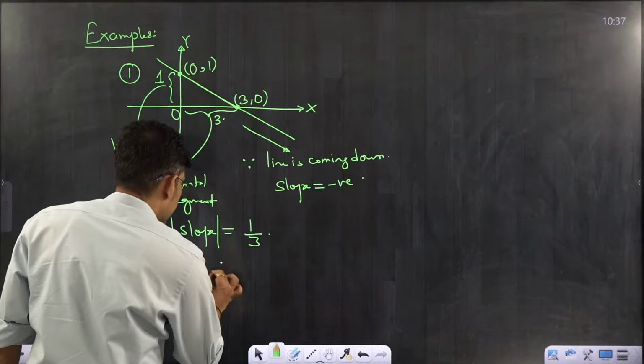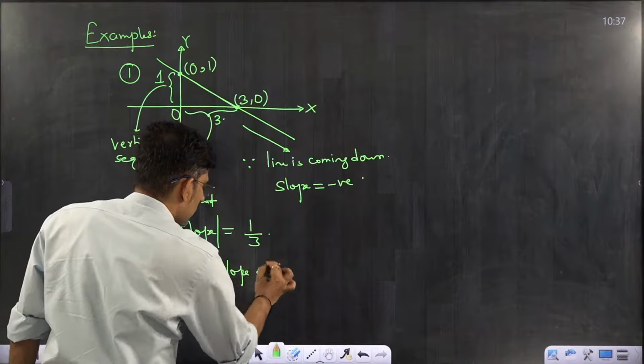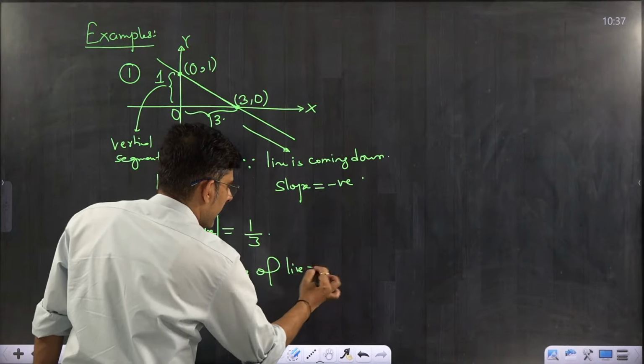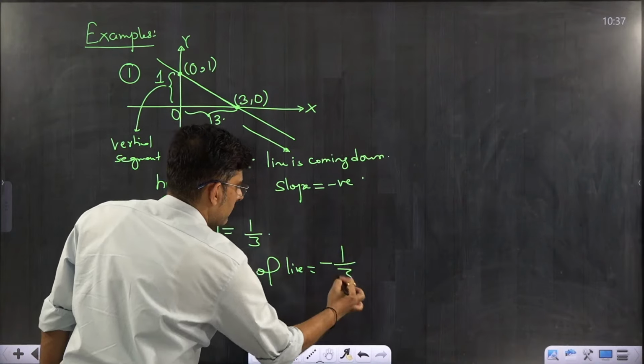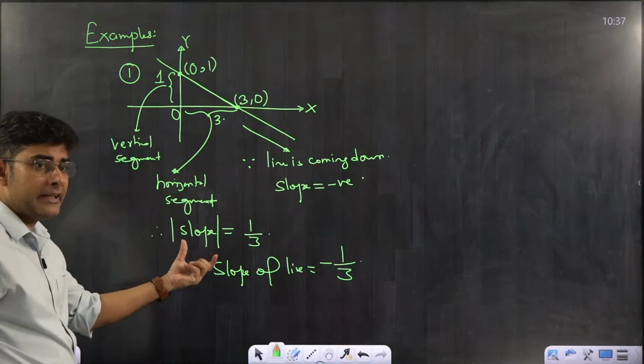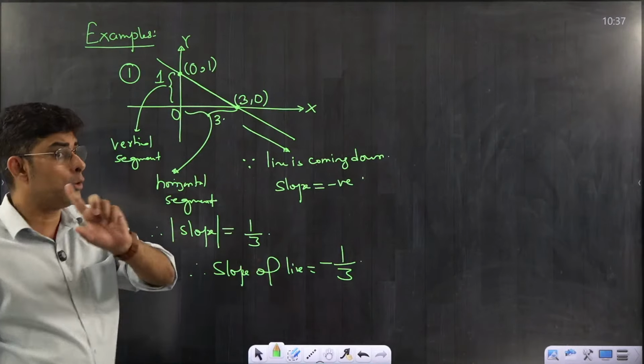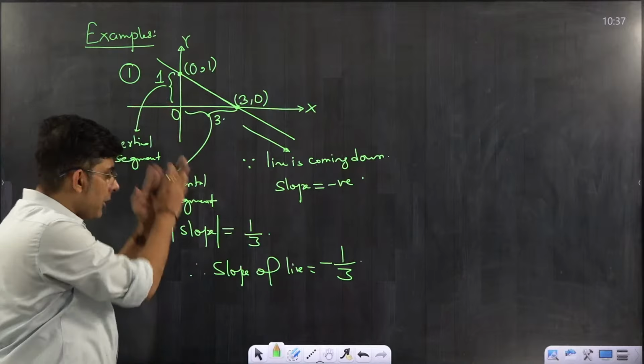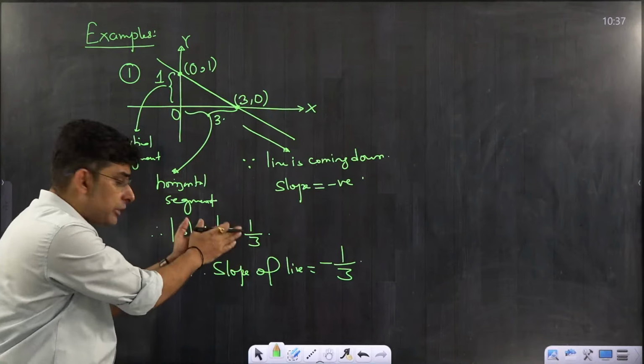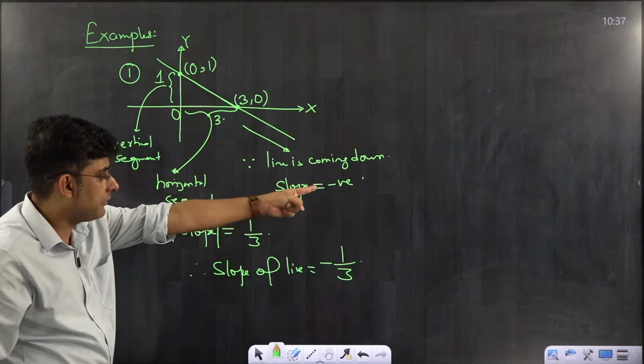So my final answer, slope of the line with sign, I will put minus 1 by 3. When you are finding the magnitude, vertical by horizontal, don't give again minus. Here it will be always plus, magnitude. Magnitude is always positive. Sign comes from here. Alternate by formula.